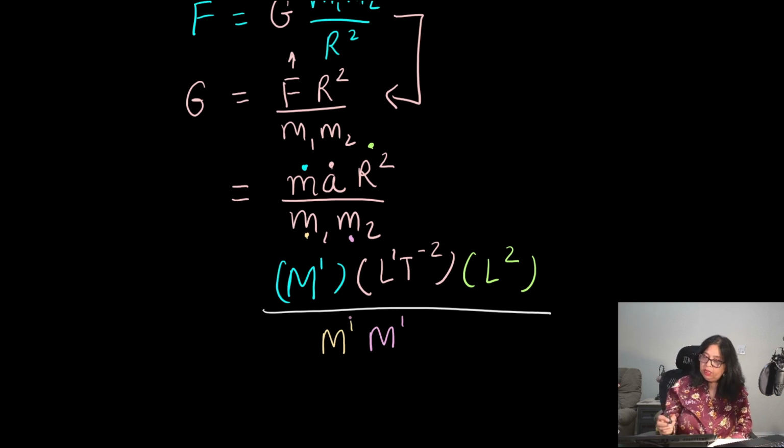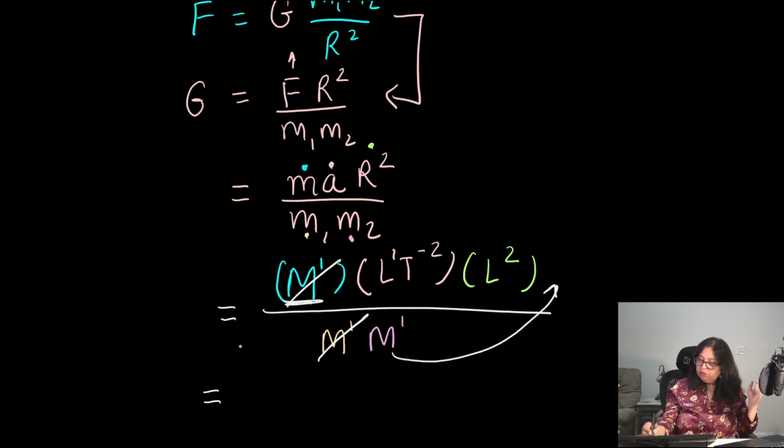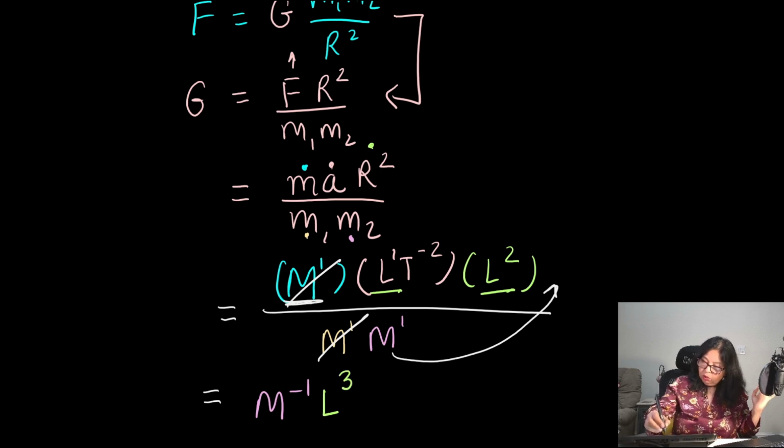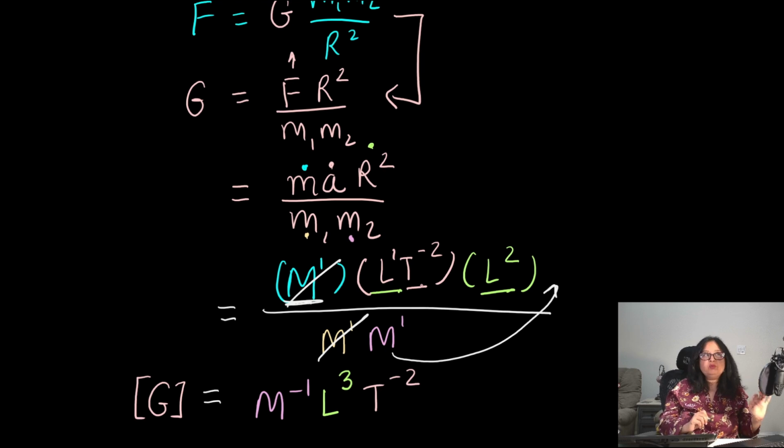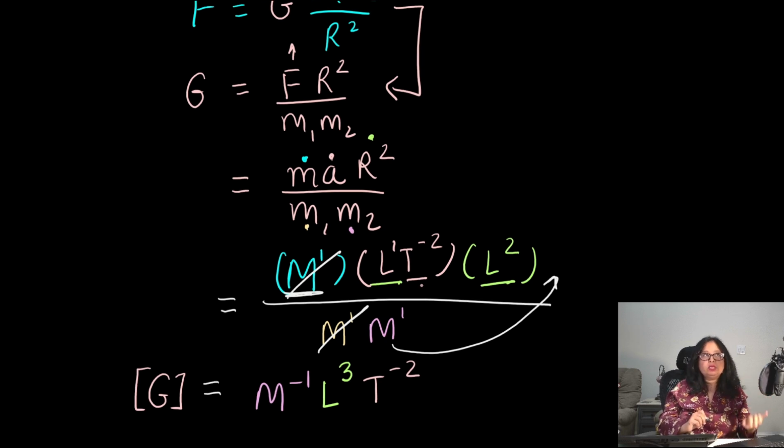Okay, now let's go ahead and combine whatever can combine. M1, this cancels one of these M1s. Next, what I can do is I can bring this one upstairs. When it comes upstairs, it becomes M to the power minus 1. How many L's do I have here? L to the power 1 times L to the power 2 gives me L to the power 3. What else is there? T to the power minus 2. So this is the dimensional formula for G. Minus 1, 3, minus 2 are the dimensions of G.